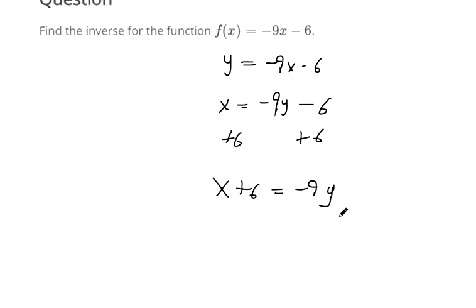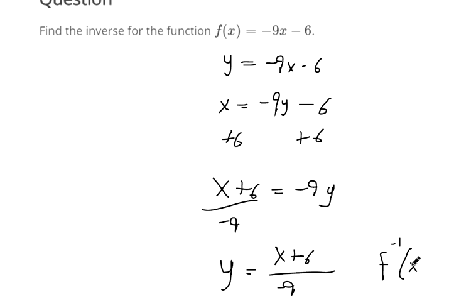I'm still trying to get y by itself. I'm going to divide everything by -9. We could just write it like this: y equals x plus 6 divided by -9. And the function notation is kind of bad notation to me, because a new student thinks that's f to the -1st power, but that's not it. That's inverse notation. The inverse is x plus 6 over -9.